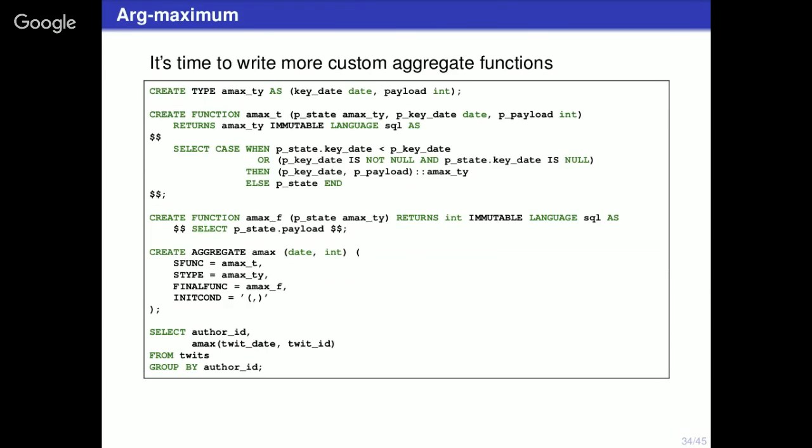It's time to write more custom aggregate functions. For this function, the type of the state is a composite value. It stores the would-be maximum and the would-be key for the maximum. And on each step, if we get a new input value that is more, then we replace the state. If less, then we preserve the state, both the key and the value. In the final function, we just return the payload, ignoring the key we stored by.